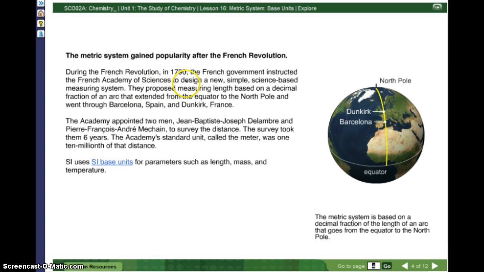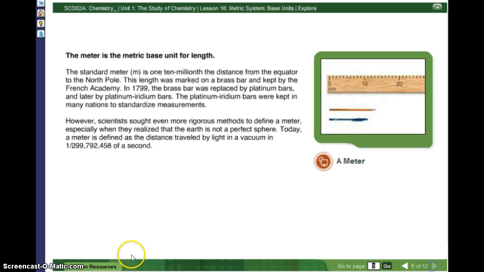If you think about it, it's actually pretty cool. They did this in the 1700s. So this is before satellites and GPS and all that stuff, computers, smartphones, which is probably why it took them 6 years to do it.